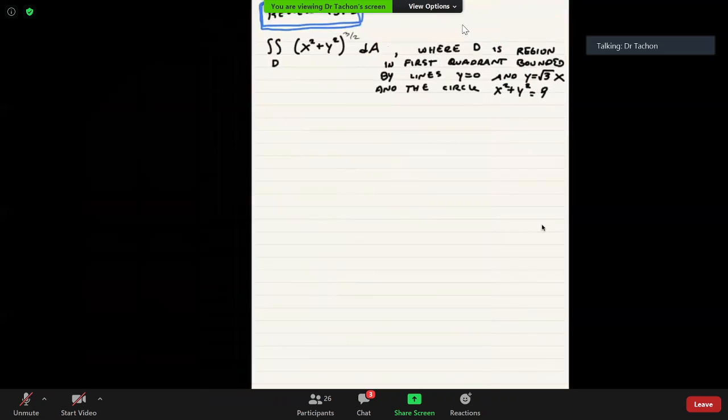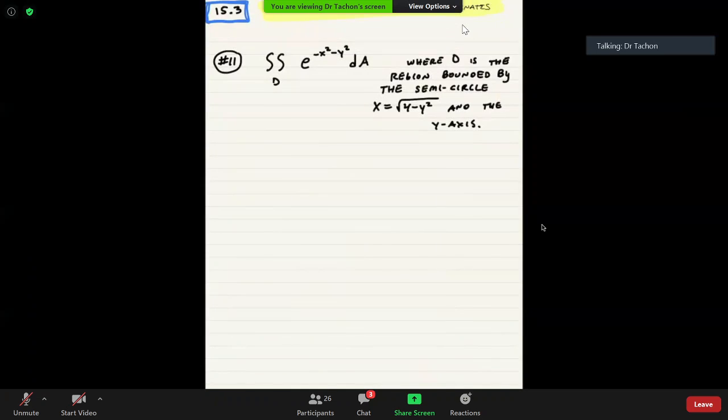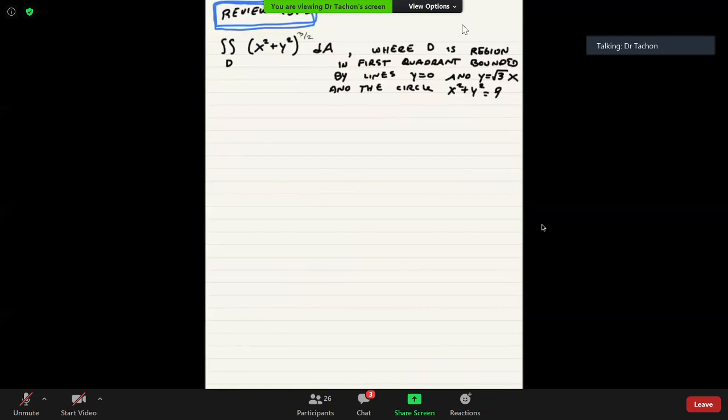Okay, so let's do another example. This is the one we were going to do if there was time last time, okay? So D is the region in the first quadrant bounded by the lines y equals 0 and y equals radical 3 times x, and the circle x squared plus y squared equals 9. That's the base. So we have to sketch the base, right? It doesn't necessarily tell us to do it in polar, but you see all the x squared plus y squareds? So we want to do this in polar, all right?